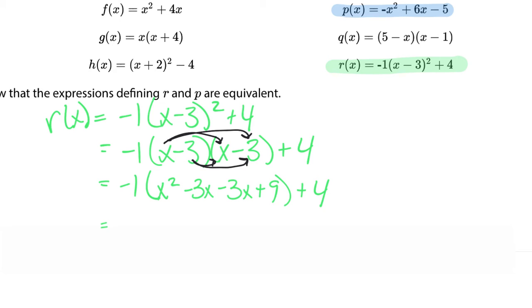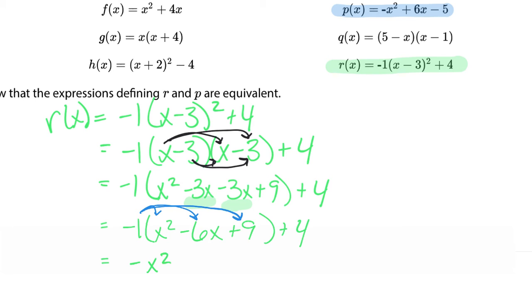Now I'm going to simplify from here. I see that I have like terms negative 3x and negative 3x. And so I'm going to just write out negative 1 times x squared minus 6x plus 9 plus 4. Now we have to do our multiplication that we have left before we can add on that 4 on the end. And so I have to use a distributive property here with the negative 1 with every single term inside the parentheses. So I end up with negative x squared plus 6x because I have a negative times a negative, minus 9, and then I still have the plus 4.